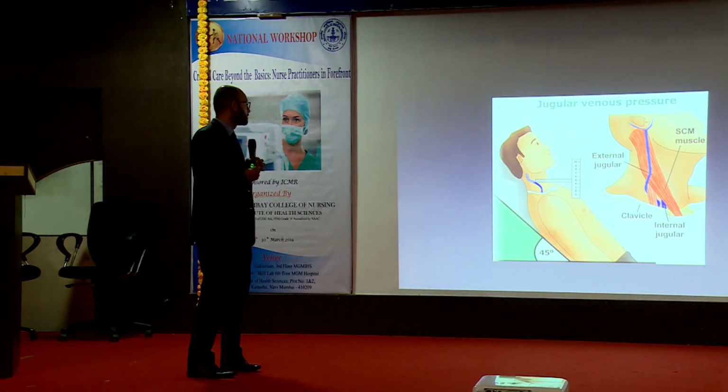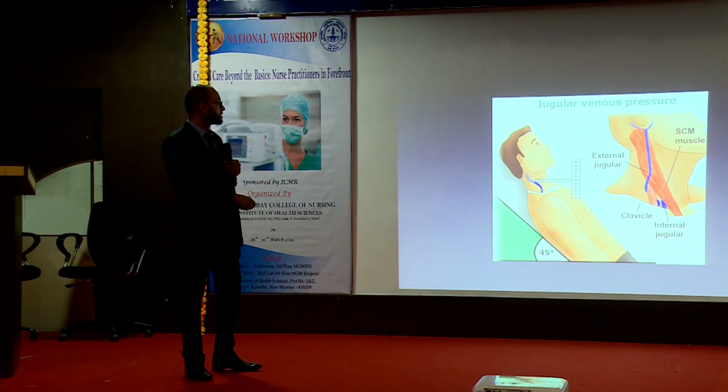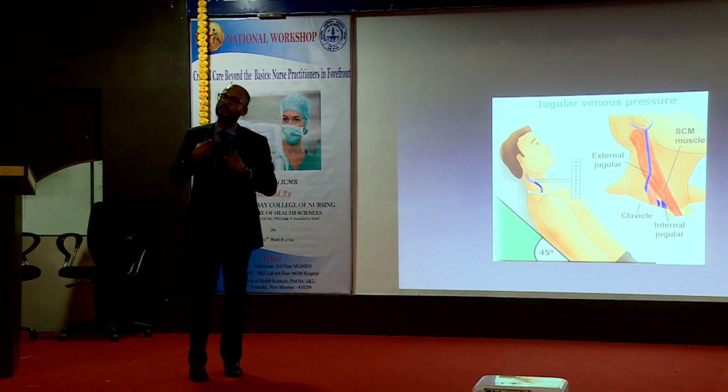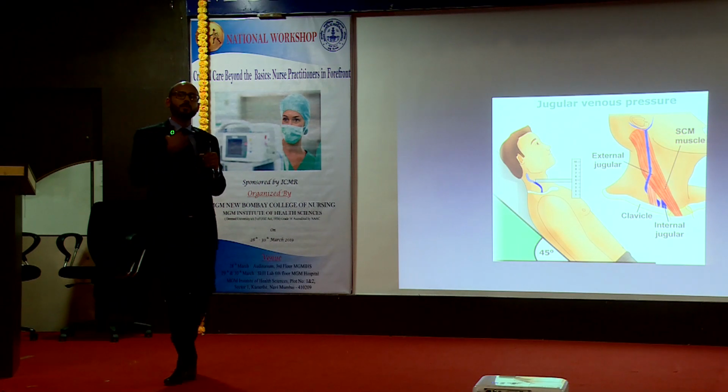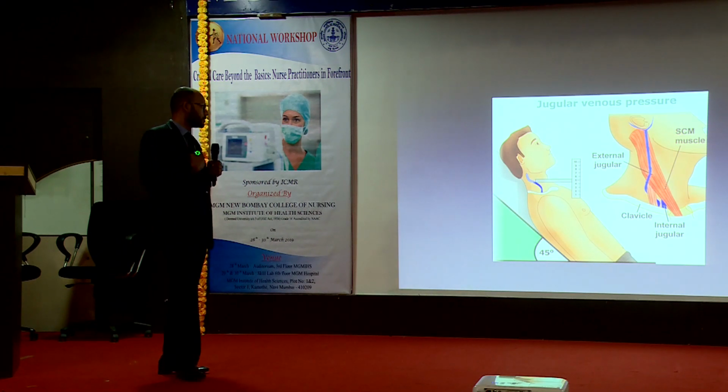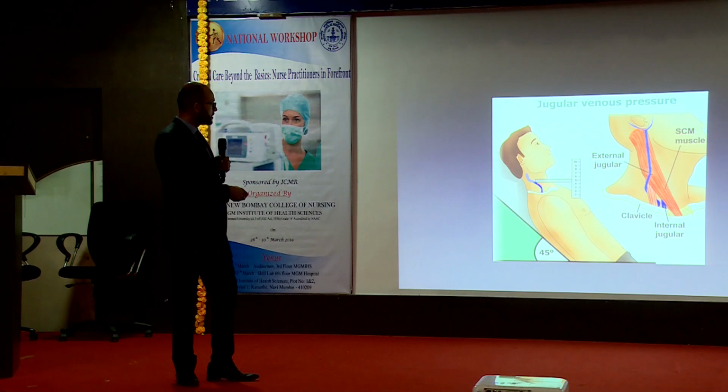So how do you check the JVP? You have your patient lying down at 45 degrees. Then find the sternal angle at the manubrium sterni. Does everyone know where it is? When you look at your chest, it's a little bump in between your sternum, where the manubrium sterni joins with the body of the sternum. So put a scale over there, and put one scale across. Wherever you see the upper level of the waveform, that is what you need to measure.